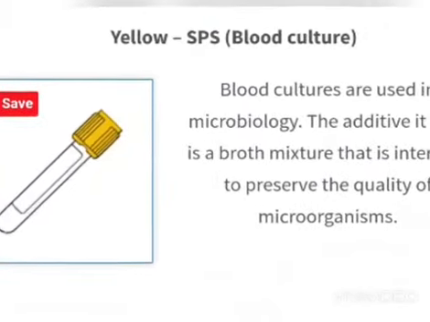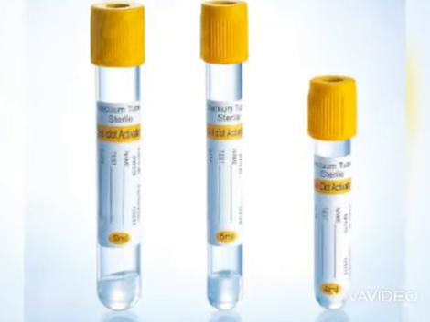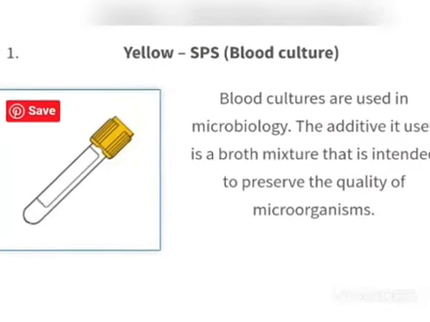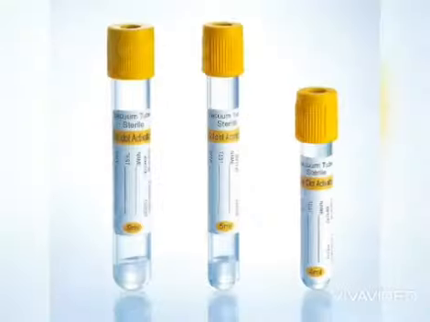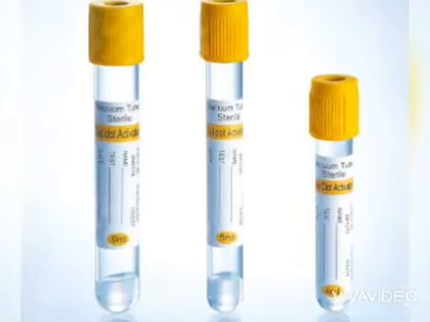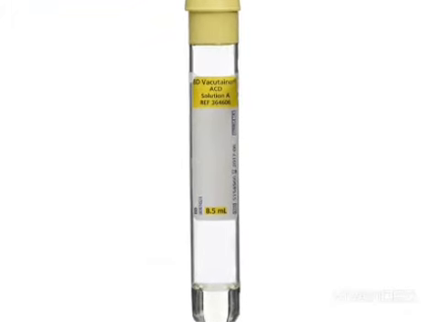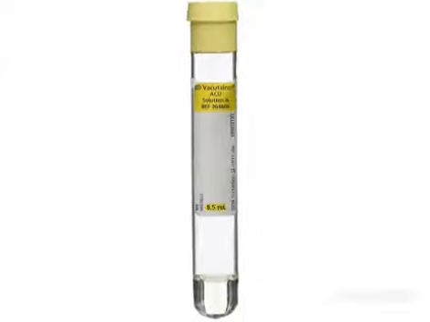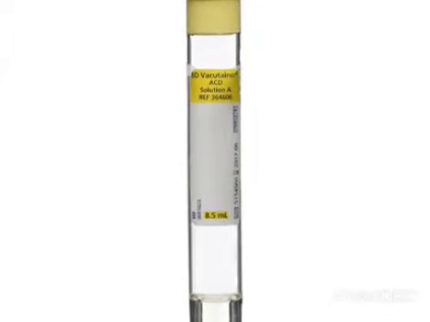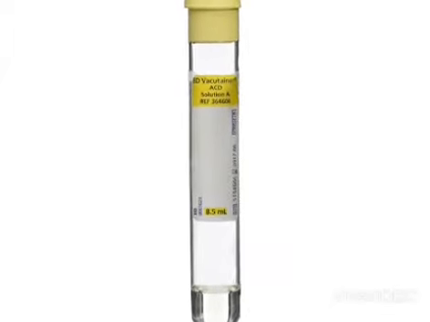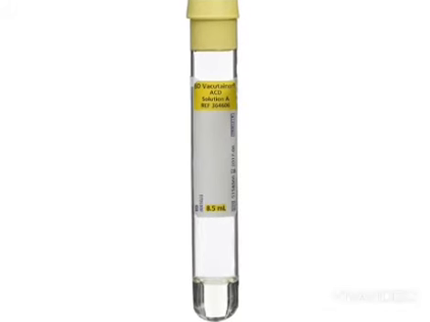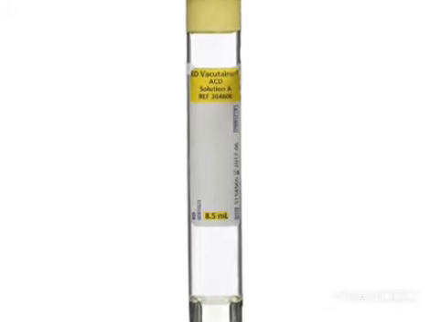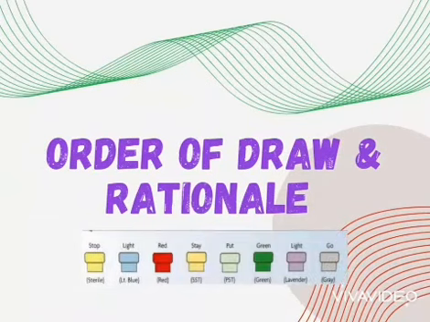We'll conclude with the yellow stopper that contains the sodium polyanethol sulfonate, SPS. This can be found in the microbiology department. There's also the yellow stopper that contains the acid citrate dextrose, the ACD. These can be found in the blood bank or the immunohematology department. How are we feeling about phlebotomy right now?